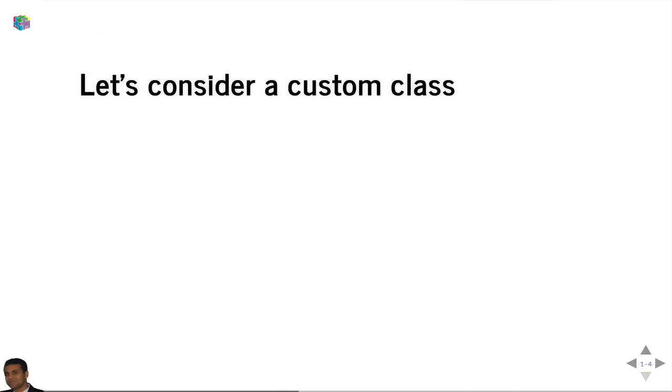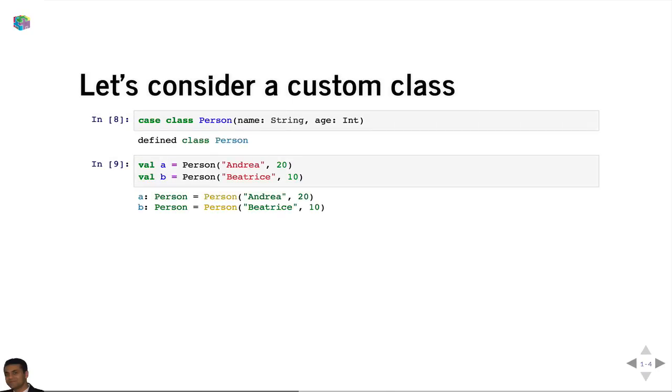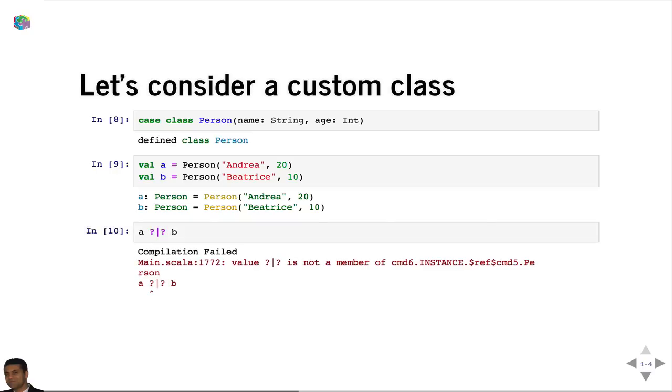Let's see what happens when we define a custom class, as follows. Here is a case class defining a person with a name and an age. We created two instances, Andrea, 20 years old, and Beatrice, a teenager. However, the two instances are not comparable. Using our new operator, we have to define how we want to handle the comparison of persons.